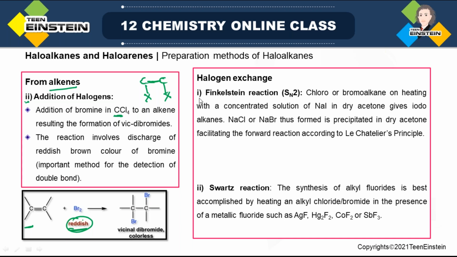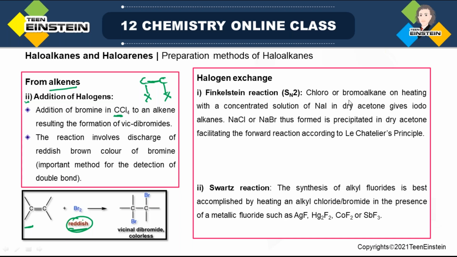Now, next we have halogen exchange. Under this heading, you have 2 types of reactions. One is the Finkelstein reaction, the next one is the Swarts reaction. Both follow the SN2 mechanism. So first we will see what is happening in the Finkelstein reaction.